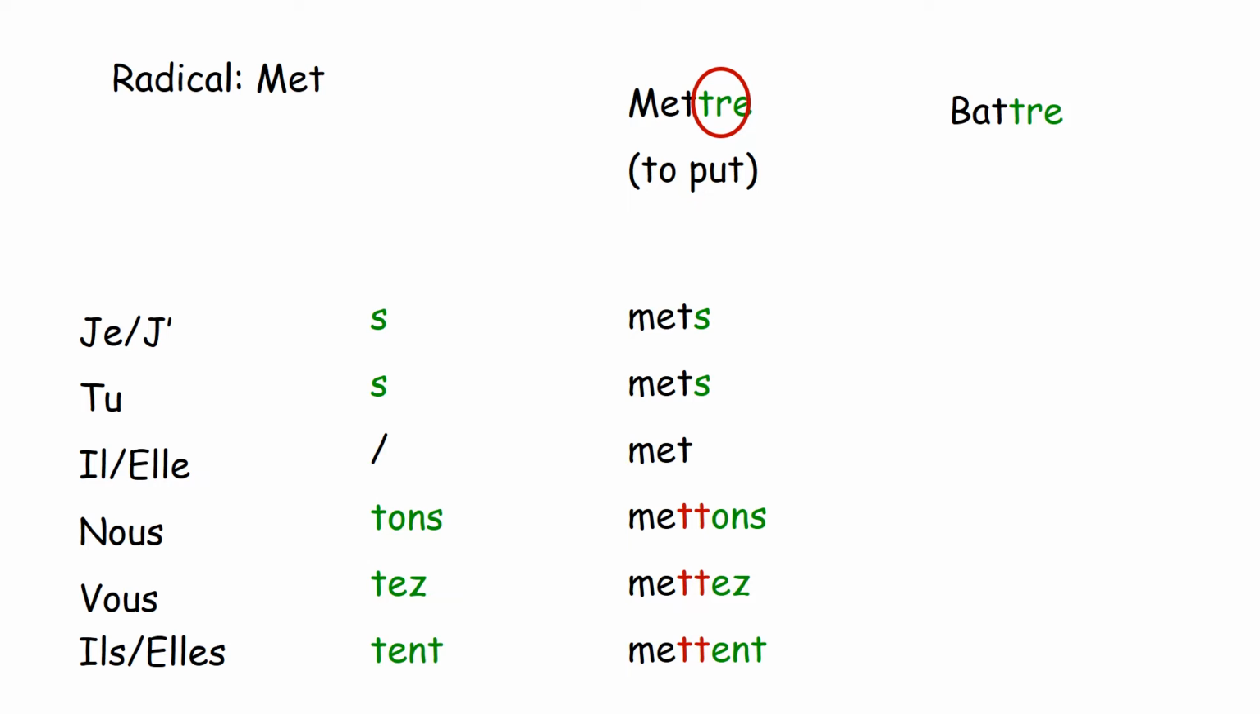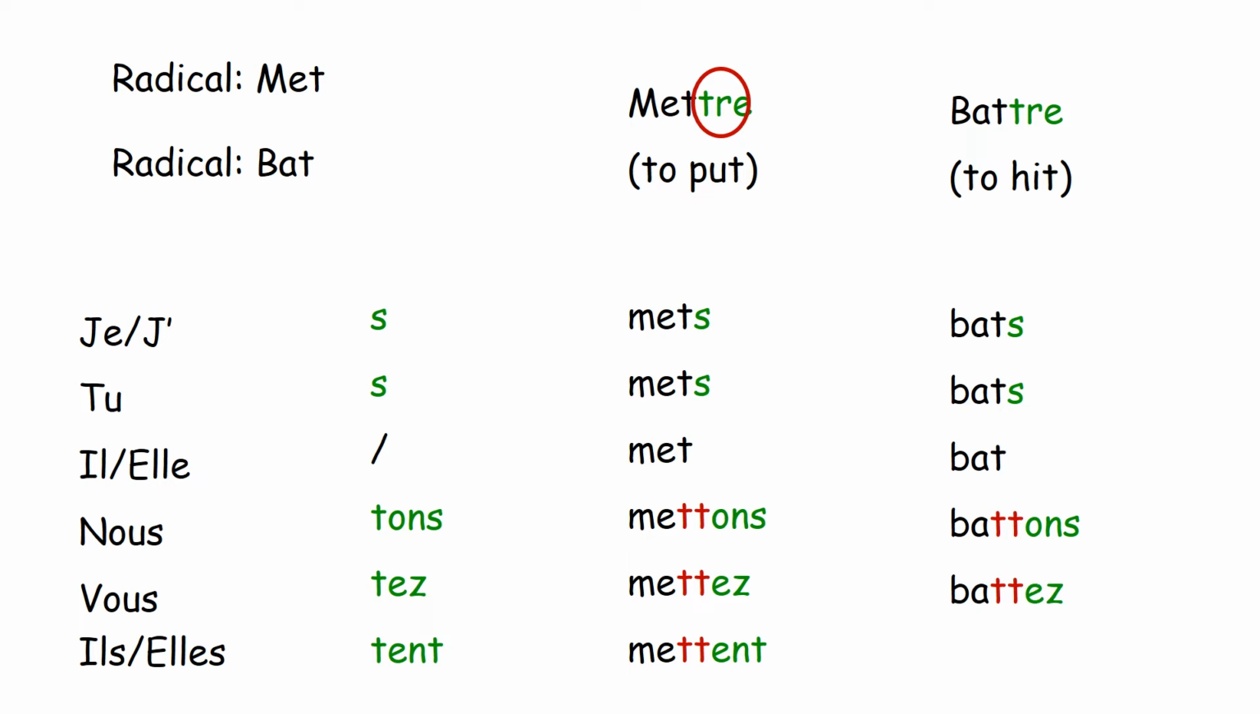Now the next verb, battre, which means to hit. The rule I'm telling you is that we remove the TRE. Now try to conjugate the verb by yourself and then you see the answer. Bon, it is je bats, tu bats, il or elle bat, nous battons, vous battez, ils or elles battent.